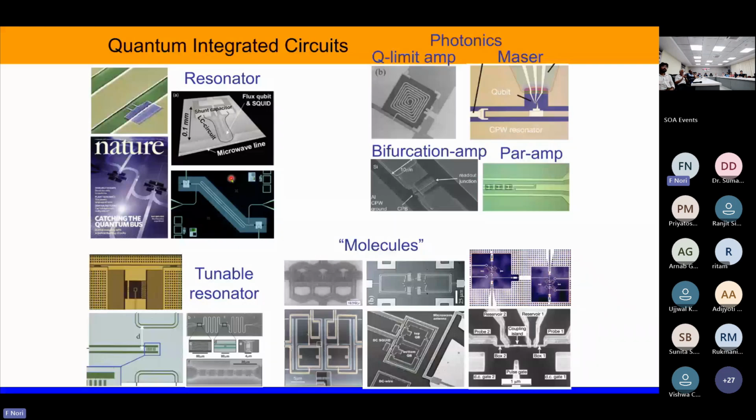You can have tunable resonators that act like a trombone. So you change the frequency of the organ pipe, so it acts more like a trombone, and then this is useful for other kinds of applications. You can look at photonics, quantum limited amplifiers, masers, bifurcation amplifiers, parametric amplifiers. So there are a lot of things you can do with this, and also like molecules.